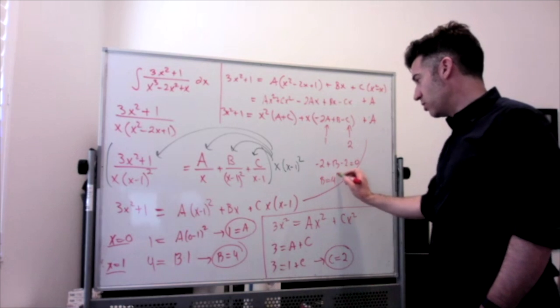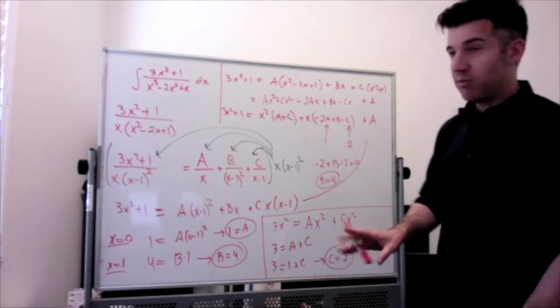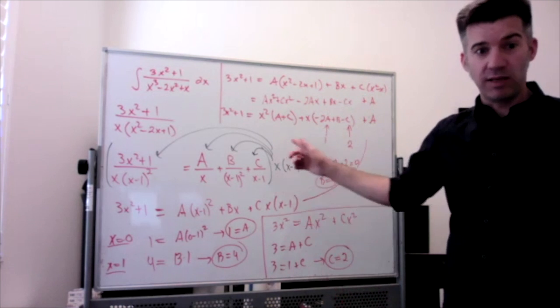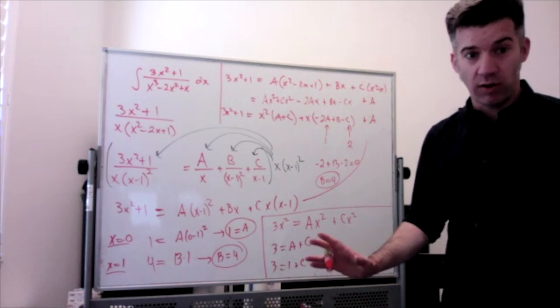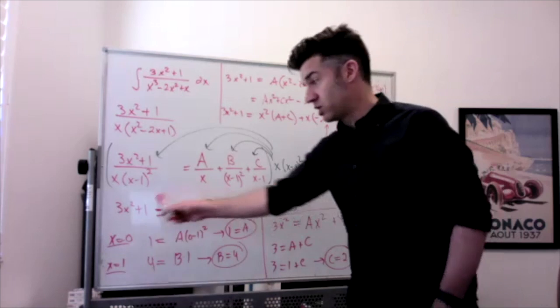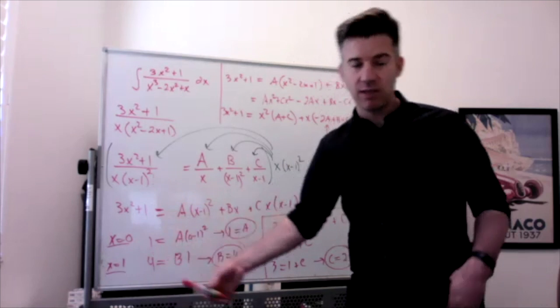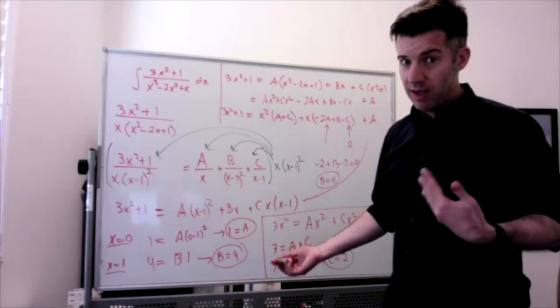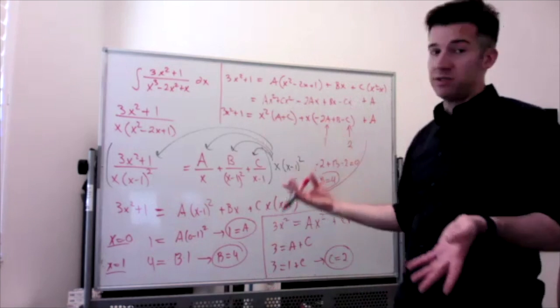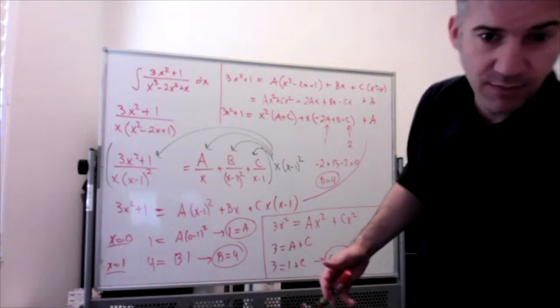So some people, not me, some people prefer to only use equating coefficients to solve for a, b, and c. That's too much work. It is much, much easier to first use any convenient values of x, meaning values of x that make things 0. And then if you've exhausted all of those, then equate coefficients to find whatever's left.